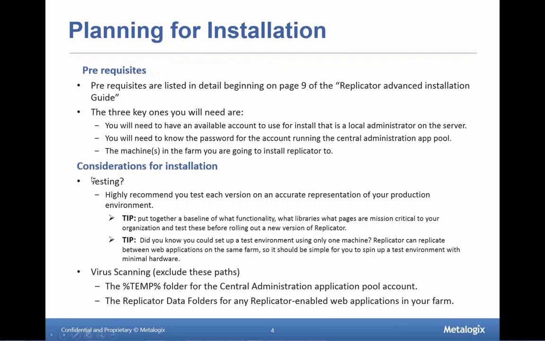And of course, you're going to have to know all the machines in your farm that you're going to install Replicator to. We'll talk a little bit more about this. Some of your considerations for the installation: testing is one that I talk about often. Have you actually taken a few moments to do a sanity test in your sandbox, just to make sure that the baseline of what you need Replicator to do is functioning as you desire it? As a tip, put together a baseline of the functionality, what libraries and pages are mission critical to your organization, and test those before you roll out a new version of Replicator.